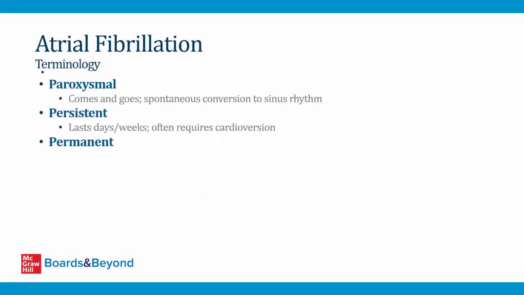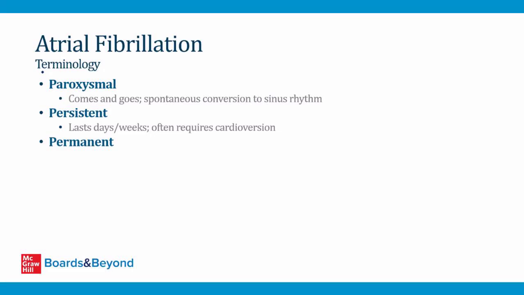Let's talk about some terminology around atrial fibrillation. So a paroxysm is something that comes and goes suddenly, and that's how atrial fibrillation often behaves. Patients will feel well one minute, and then a second later, they will feel symptoms of atrial fibrillation, and then after a period of time, they will go away.